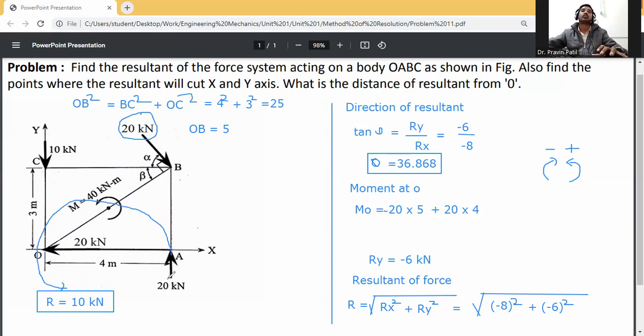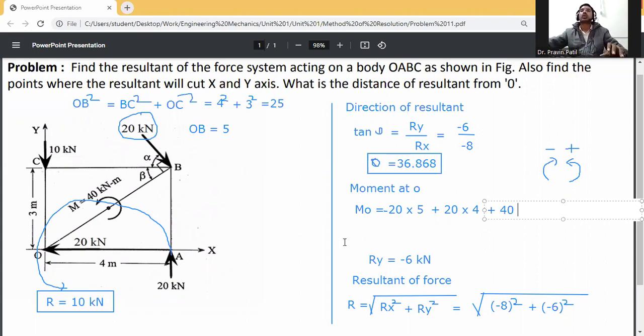This 20 kilonewton at E is rotating anti-clockwise, and this 20 kilonewton at B is rotating clockwise, so minus 20 into 5. Then this 40 kilonewton is rotating anti-clockwise, and anti-clockwise we consider plus, so plus 40.